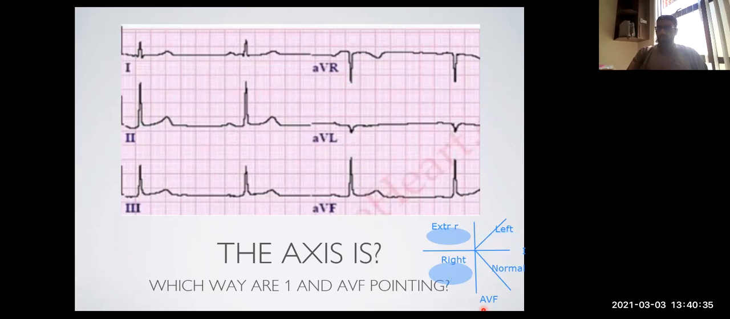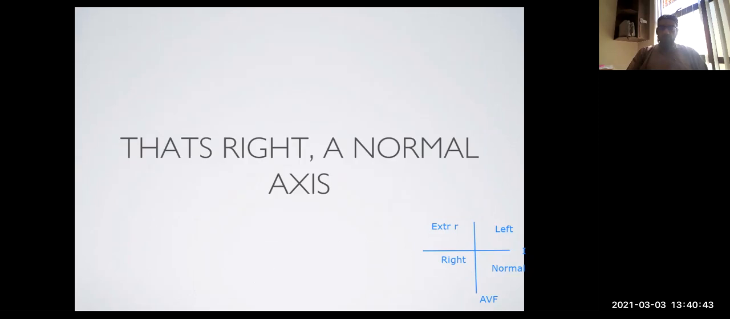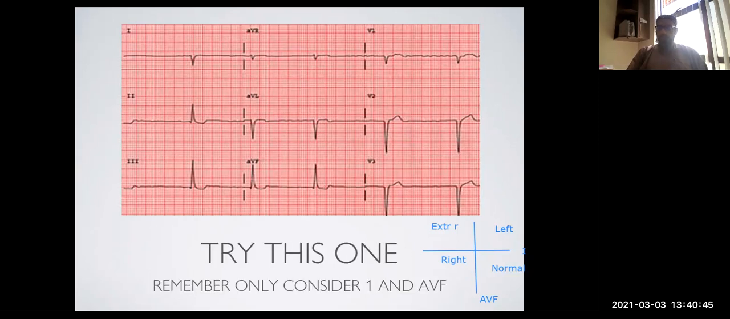So let's keep this drawing on here and move on. In this case, we've got a normal axis. Now let's try another one. So we've got again our lead 1, AVF, normal, left, extreme right, and right. Let's look at lead 1 over here. I hope the annotation box isn't blocking you guys. In this one, lead 1 is pointing negative. If it's pointing in a negative direction, then electricity must be moving away from lead 1, so our axis is either extreme right or right.